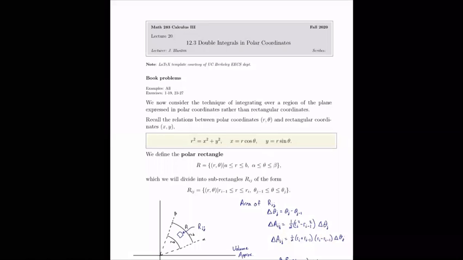Section 12.3 is double integrals and polar coordinates. It's a really useful tool or method to have in our back pocket for integrating certain regions in the plane. We'll see a little bit of polar coordinates as we've looked at them in the past and extend that into integrating functions over planar regions expressed by polar coordinates.